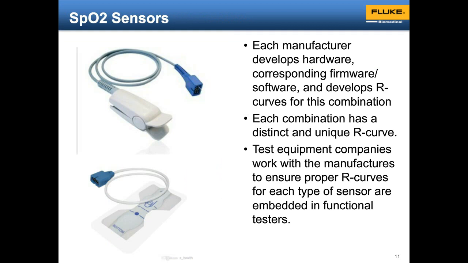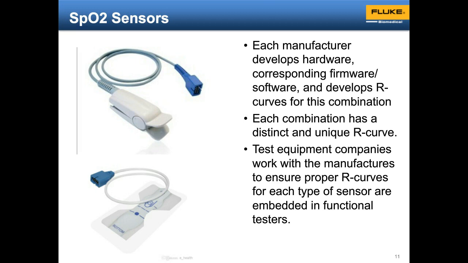Sensors in general, each manufacturer develops hardware and the corresponding firmware or software and develops an R curve for this specific combination. Each combination has a distinct and unique R curve. The test equipment companies, such as us, work with the manufacturers to ensure the proper R curves for each type of sensor embedded in our functional testers.